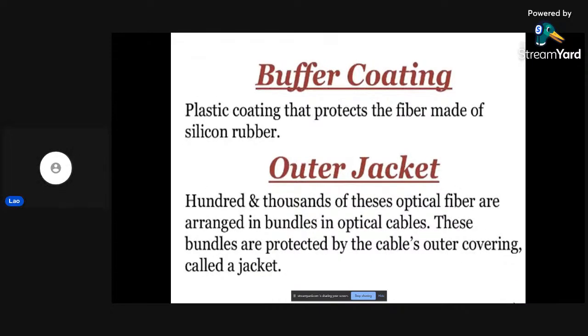Buffer coating naman tayo. When you say coating, siya yung nagko-cover. It is a plastic coating that nagpo-protect sa fiber, made of silicone rubber. Usually, if you're going to notice some of the wiring of these fiber internet, parang rubberized yung outer niya, di ba? Aside from the outer jacket, these optical fibers are arranged in bundles in the optical cable. These bundles are protected by the cable's outer covering, and that's called the jacket.